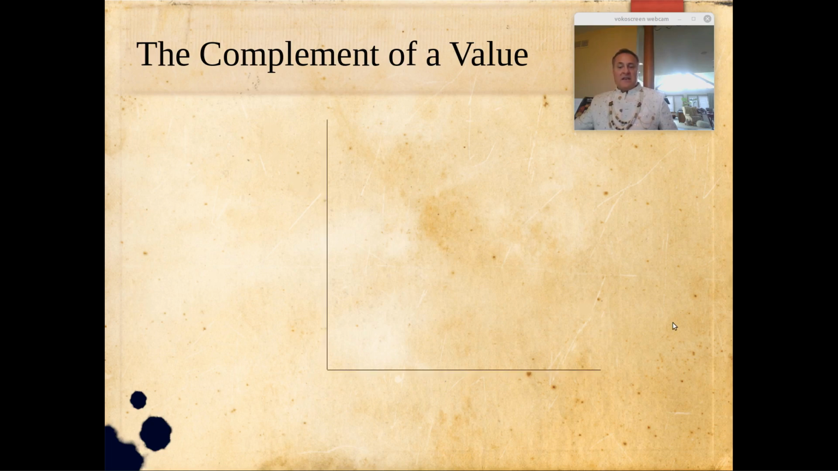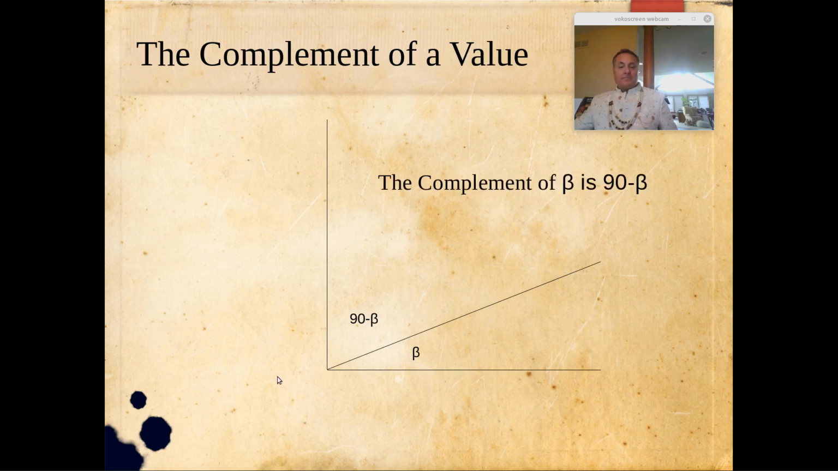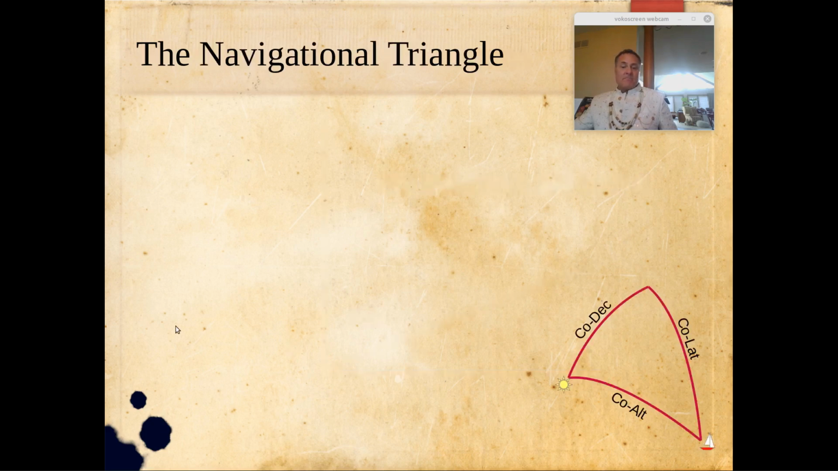It looks like this. Here's a 90-degree angle. Here's some angle that we've cut out of that 90-degree angle. We'll call it beta. Whatever's left over is its complement, and that's this, 90 minus beta. And the truth is that had we declared this is the value that we cut out, then this would be the complement of that value. So we say the complement of beta is 90 minus beta. And we can say that the complement of 90 minus beta is beta. Okay, that's important because it'll help us define something called the navigational triangle, which I will show you here.